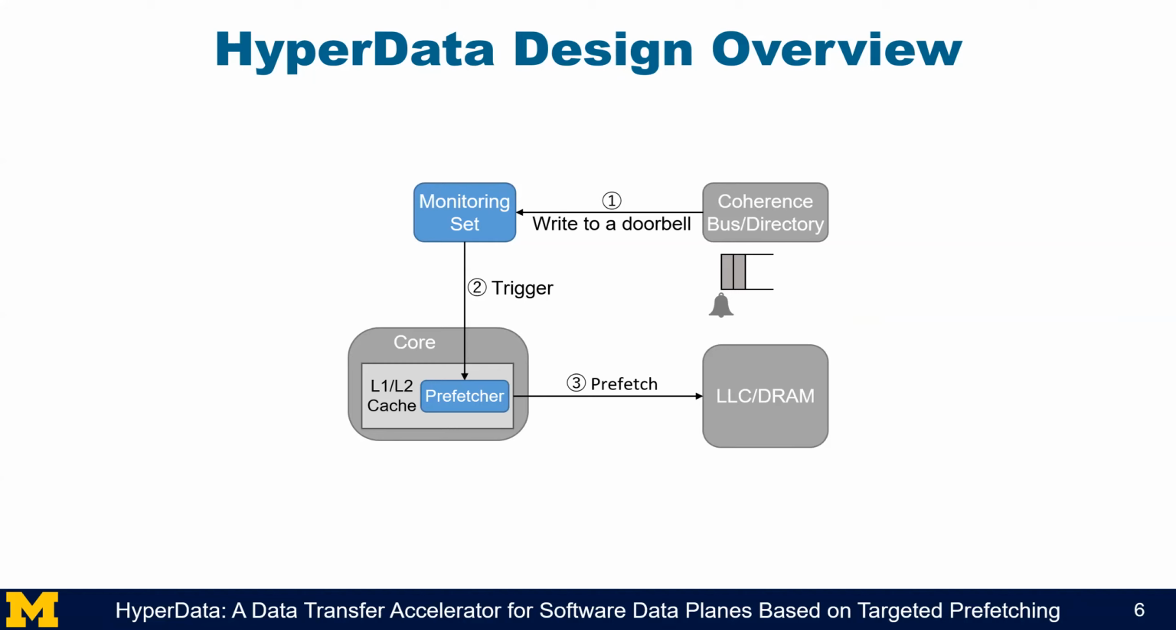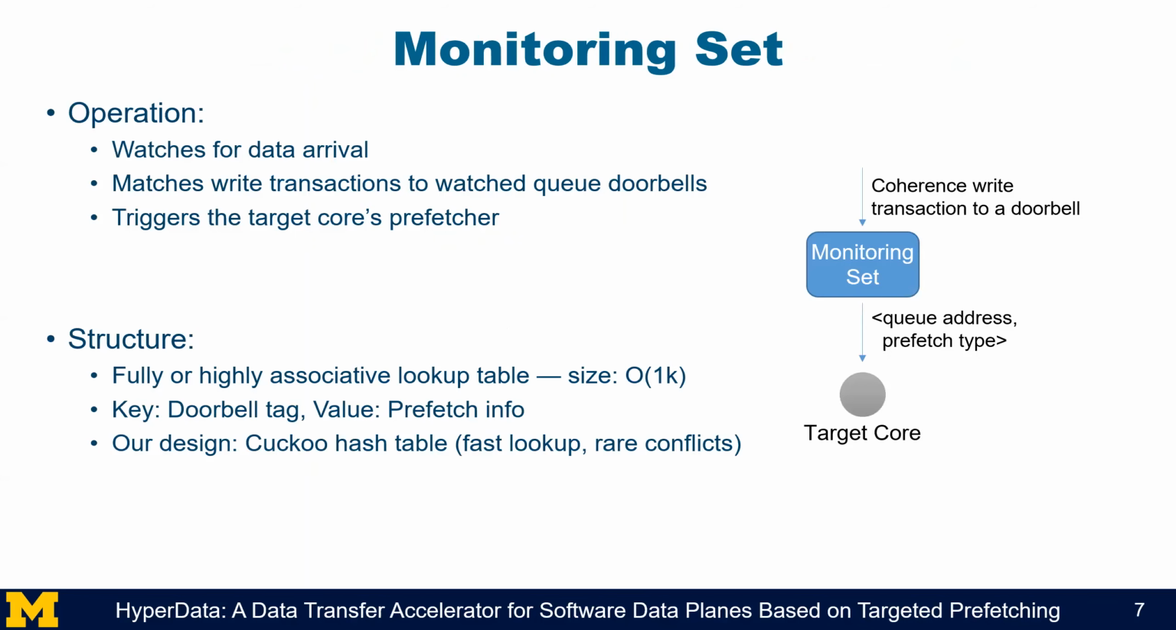The blue boxes in this figure show the components of HyperData, which I'm going to describe in the next couple of slides. The monitoring set in HyperData watches the queues for data arrival. It actually monitors cache coherence write transactions to the doorbells associated with the queues, and triggers the prefetcher of the target core corresponding to the updated queue.